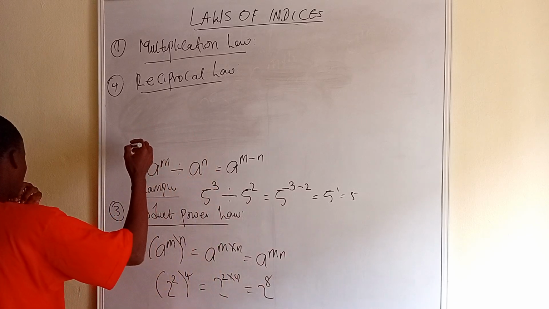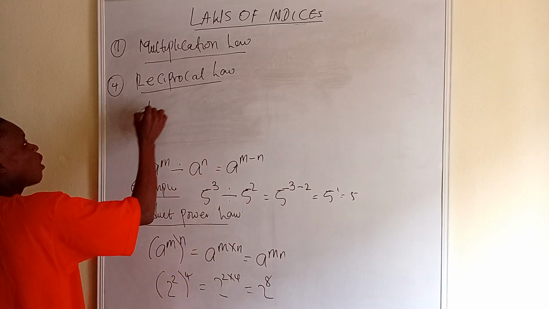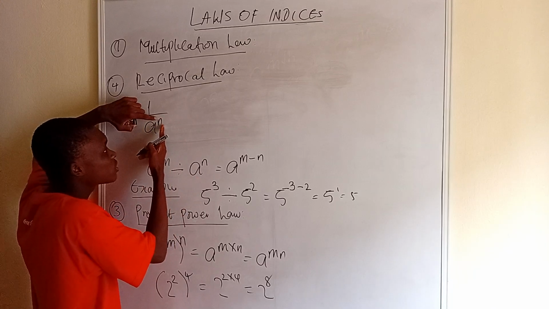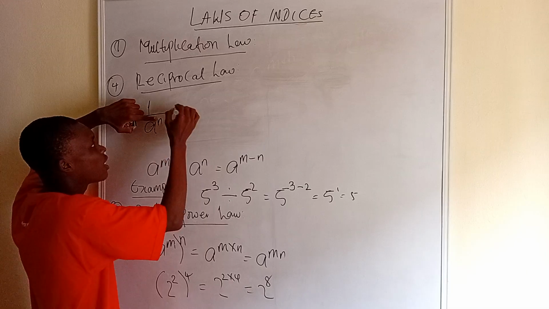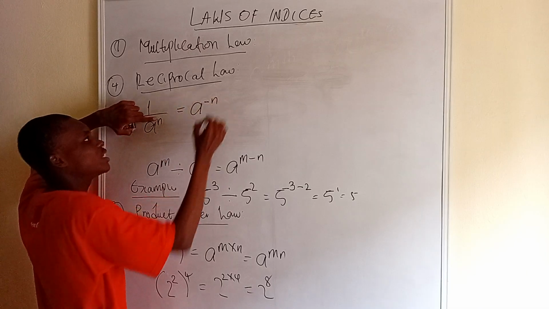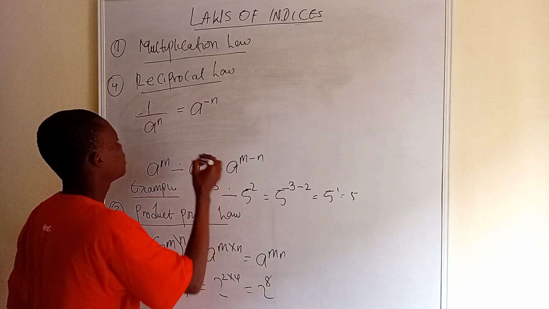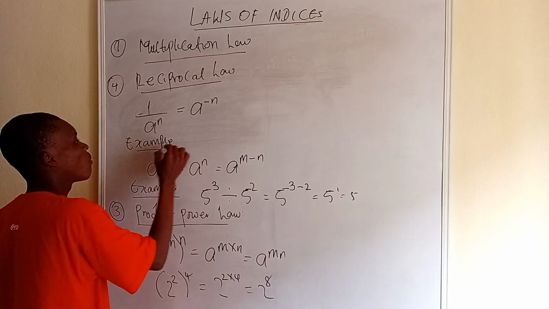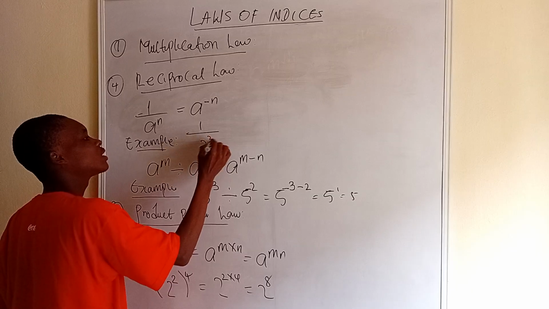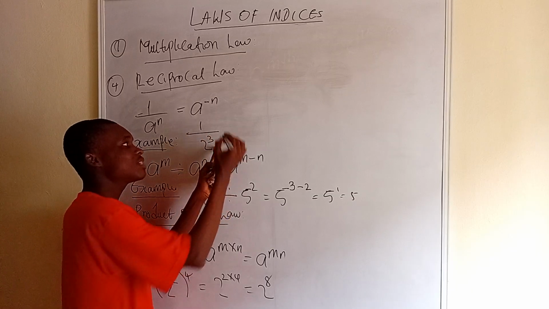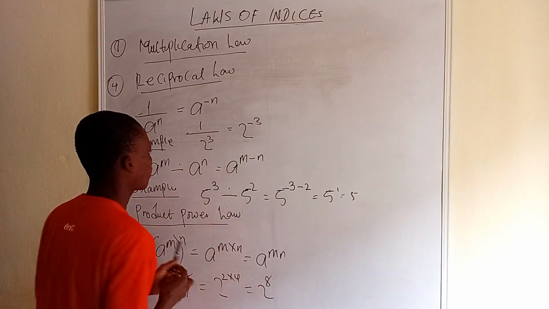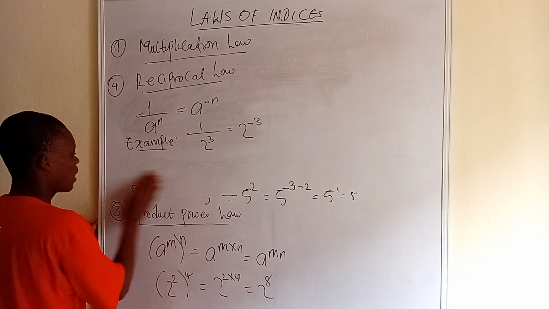So if we have 1 all over a to power n, a number raised to the reciprocal of the positive index equals this same number raised to the negative index. Example, if we have 1 all over 2 to power 3, this is the positive index. The negative index becomes 2 raised to power negative 3. All right, let's proceed.